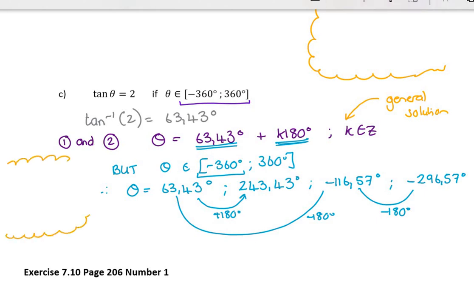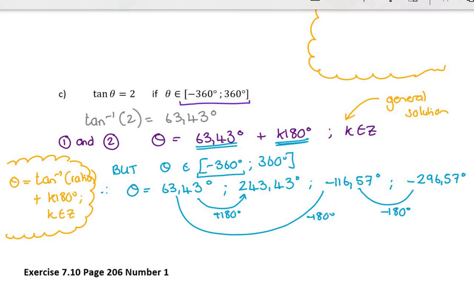Okay, so let me just write my little summary on the side here. How do we solve a tan equation? Tan equations are really easy because it's just shift tan of my ratio, and then you just write plus k180 because that automatically generates my second solution.